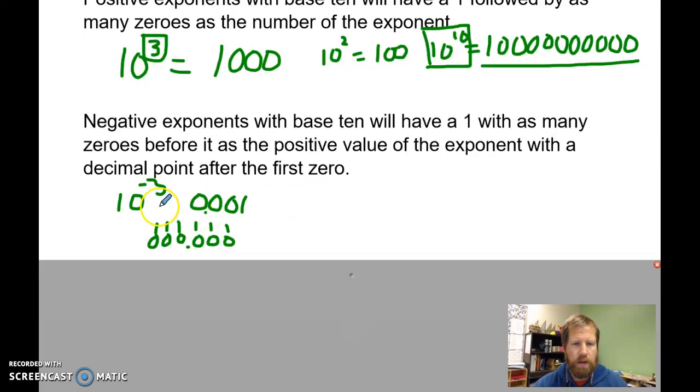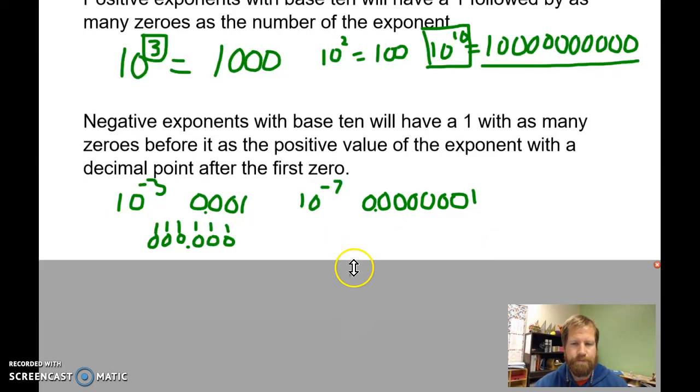Okay, so if I look at a larger number, 10 to the negative 7th, 1, 2, 3, 4, 5, 6, 7, drop my 0, and then my decimal right there.